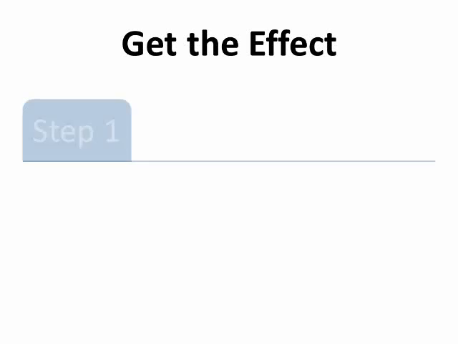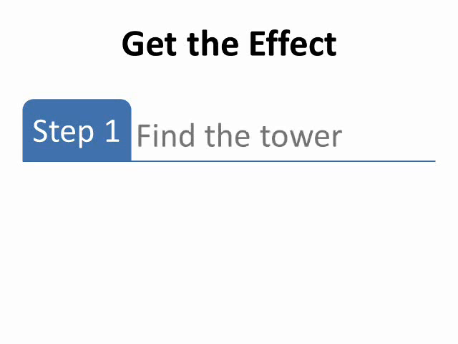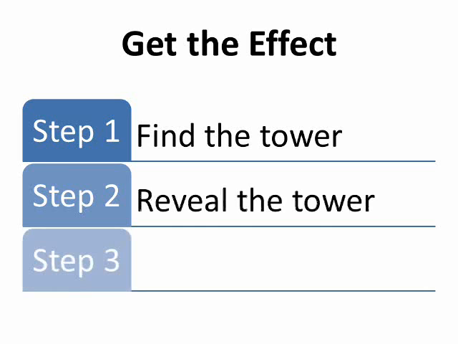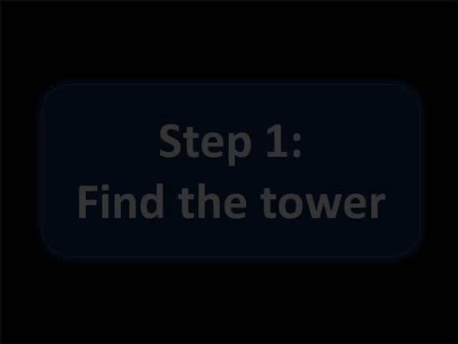Okay, let's begin. The tower sequence can be broken into three sections. Find the tower you will use, reveal the tower with the crisscross movement you saw, and finally, move the sky in the background. First, let's select our tower or building.